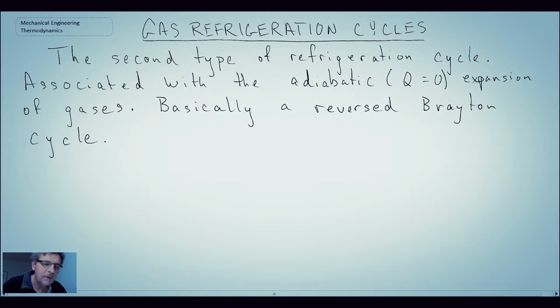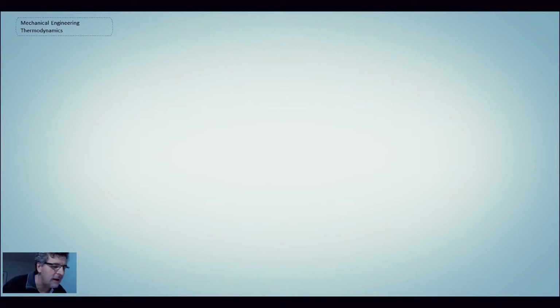So the gas refrigeration cycle, what we're talking about here is adiabatic expansion of gases, and consequently if you expand a gas adiabatically, what will happen? There's no heat transfer, so it cools, and that then provides the refrigeration source that we're looking for. And like I mentioned, this is basically a reverse Brayton cycle that we'll be talking about. What we'll do now is we'll take a look at both the process schematic as well as the process diagram for this cycle.